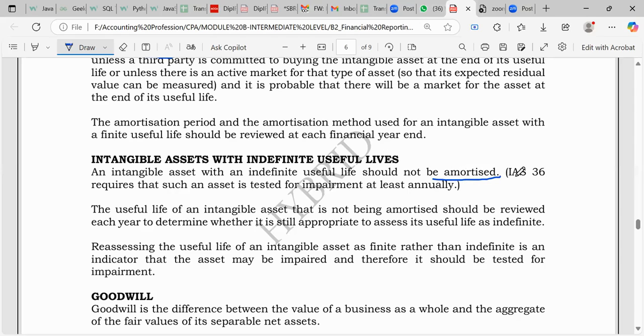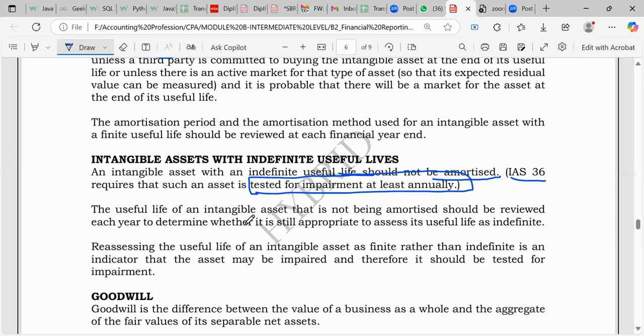But IAS 36, impairment of assets, requires that such an asset is tested for impairment at least what? Annually. Let me explain this, because if I don't, you will think you have understood, but actually you will not have understood. Impairment works this way.